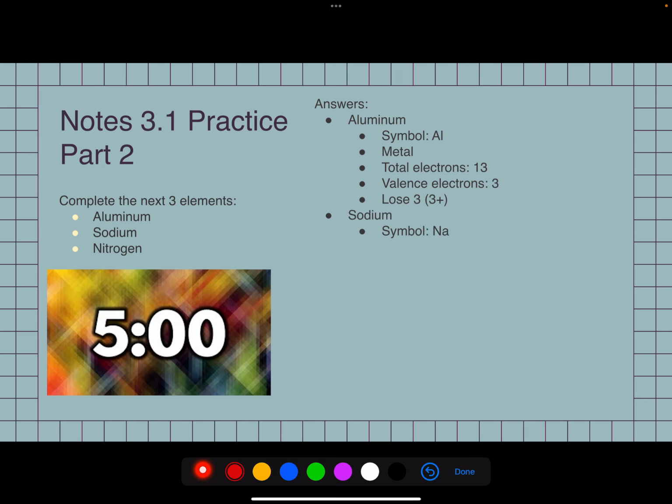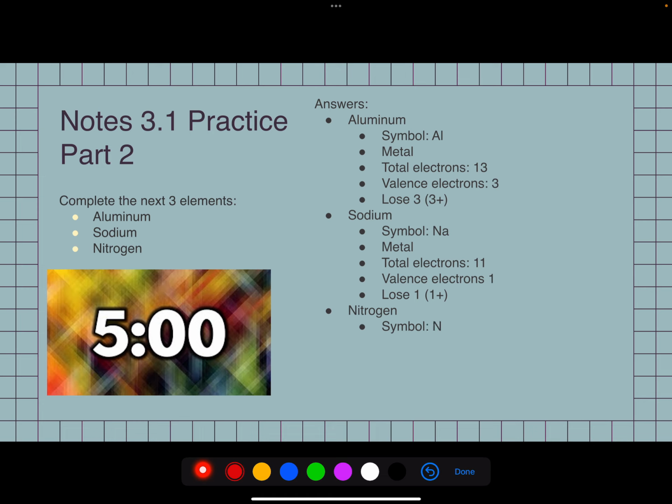Sodium. Symbol is Na. It is a metal. Total electrons is 11. It has 1 valence electron. If it has 1 valence electron, yep, it's going to want to lose that 1 to have a 1 plus charge. And we have nitrogen.